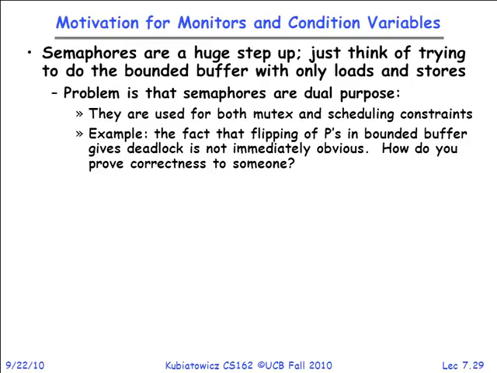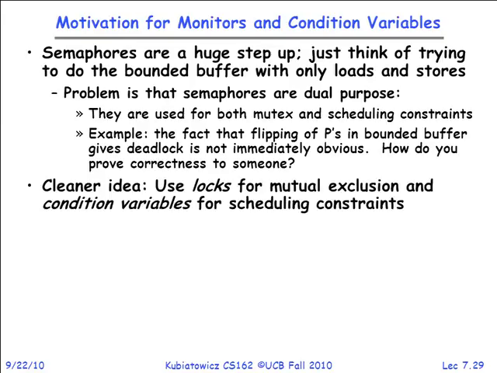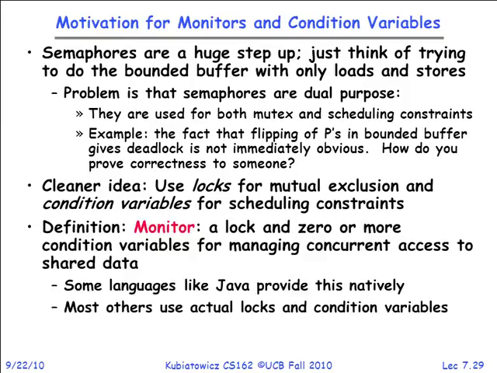Okay? If you want a type of coding that can potentially deadlock if you accidentally swap things, that might be bad. And so a cleaner idea is we use locks for mutual exclusion and condition variables for scheduling constraints. So we're going to produce two items to deal with two different things. And the definition is a monitor is a lock and 0 or more condition variables for managing concurrent access to shared data. Some languages like Java give you monitors natively. Most others give you separate locks and condition variables.